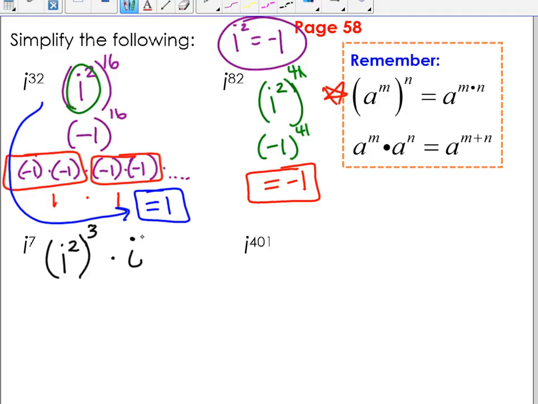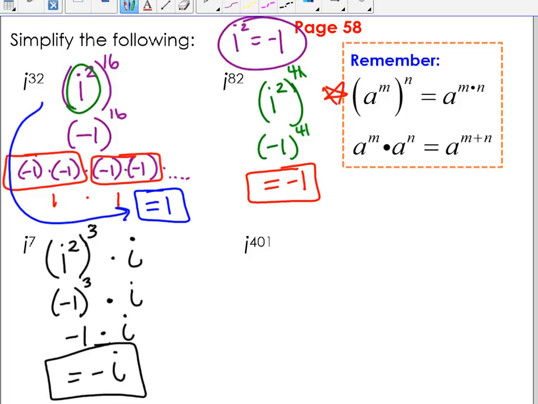I'm going to let this i hang out, and then I'm going to clean this up like we did above. This is negative 1 to the 3rd power. Negative 1 to the 3rd power, that's an odd power, so it's going to stay as a negative 1. Then you still have that times i. Well, negative 1 times i is just negative i. Okay. Same thing over here.